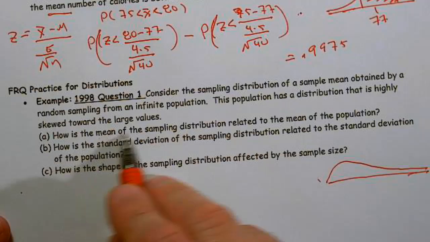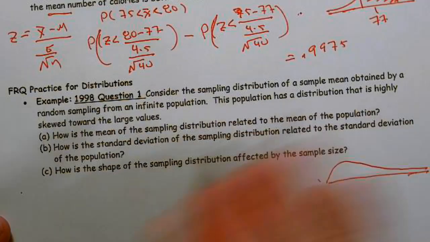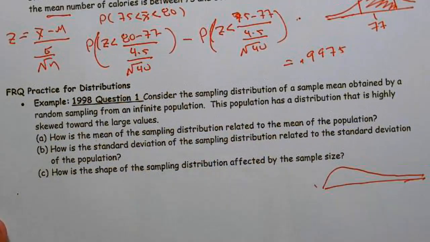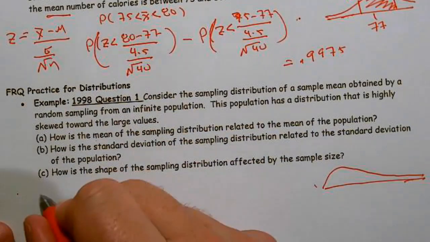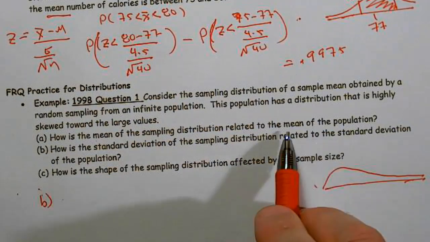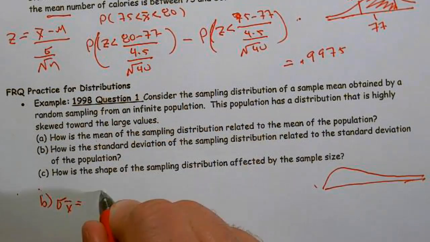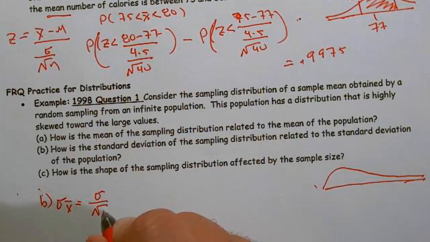The mean of the sampling distribution equals the mean of the population regardless, always. Doesn't matter sample size, etc. How is the standard deviation of the sampling distribution related to the standard deviation of the population? So this is part B. The standard deviation of the sampling distribution of X bar equals the standard deviation of the population divided by the square root of n.